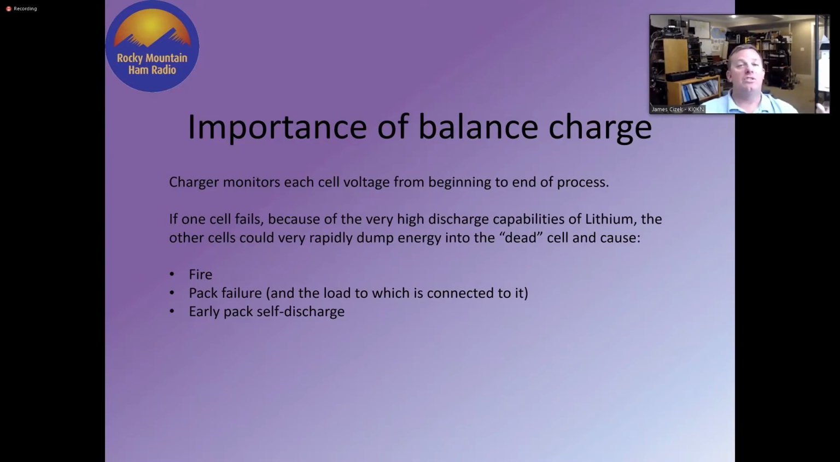So if we have one cell that for some reason, whether it's partially failed or something caused it to go down, we can simply plug our load in and that battery pack can catch on fire as the 3 remaining cells dump energy at a much higher C rate than the battery can handle into that 1 remaining cell. If we're lucky, it'll just fail or cause a faster self-discharge. If we're not so lucky, it could certainly cause a fire.